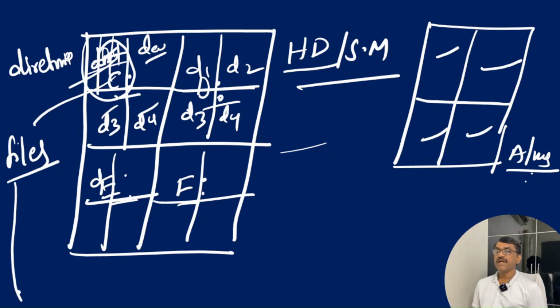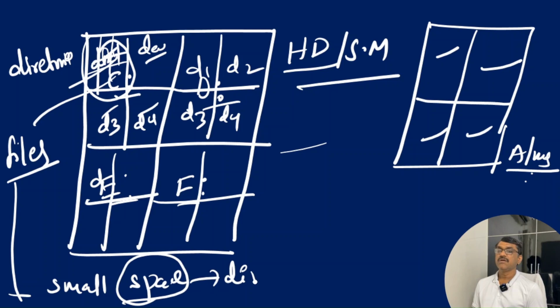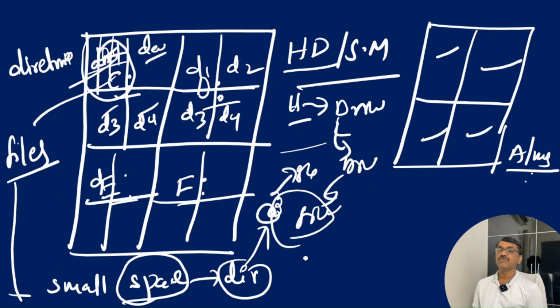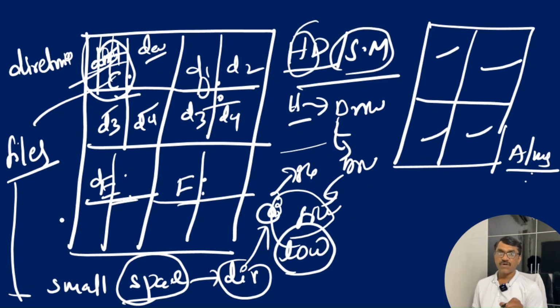A file represents a small space in the directory, where the directory is the space in the drive, which is the space in the hard disk. We are coming from the hard disk to the drives level, from drives to directory levels, from directories to the files level. That means we are coming down into the low level. So the low level abstraction of this hard disk or secondary storage is nothing but the file.